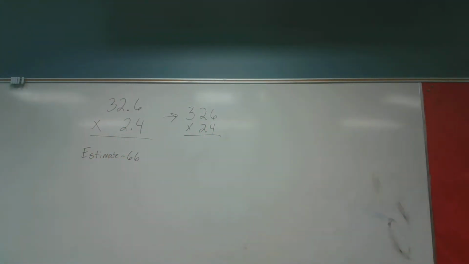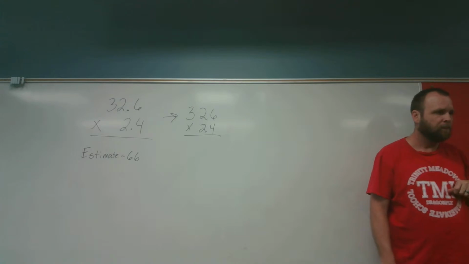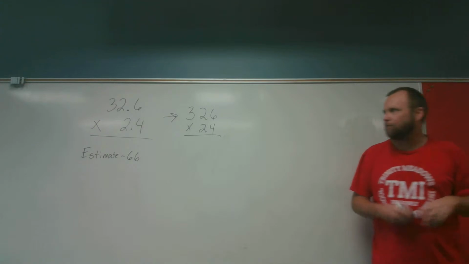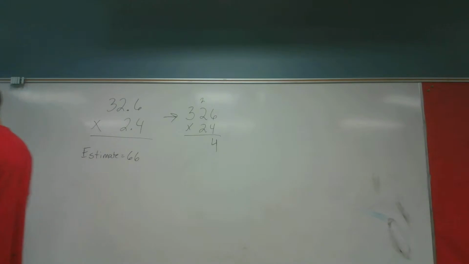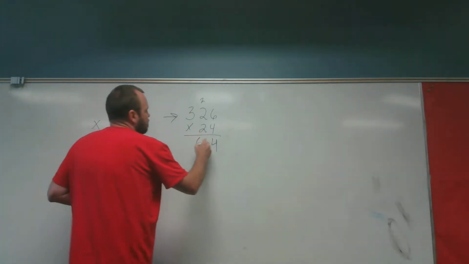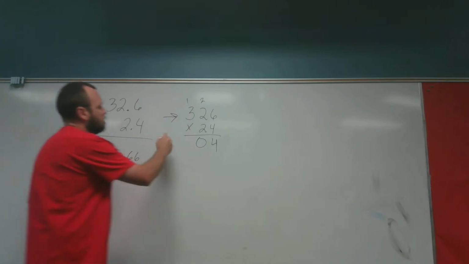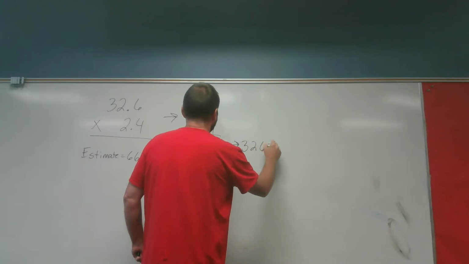326 times 24. So Izzy, tell me what 4 times 6 is. 24. My 4, carry my 2. Izzy, 4 times 2. Plus 2, 10. And carry the 1. 4 times 3. Plus 1, 13. So what you've just done right here is multiplied 326 times 4.